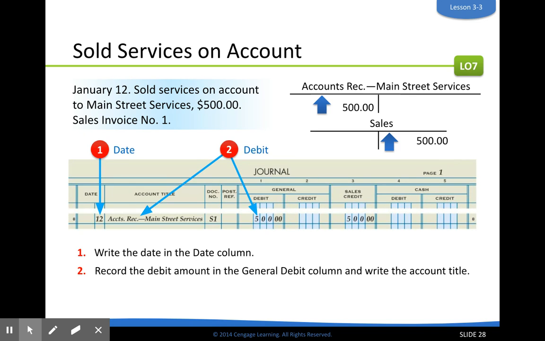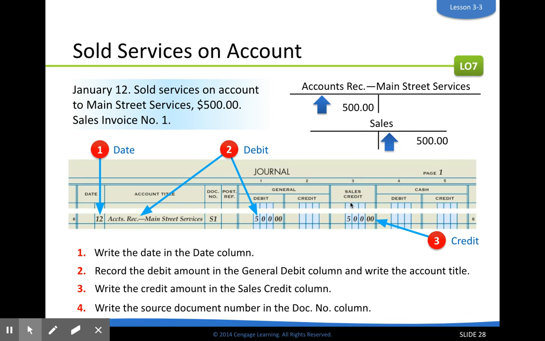So we have our date, a debit. The account title is labeling what's in our general column. So accounts receivable, a debit of 500. Then we have our credit to sales for 500. The only thing we could do to sales is credit, so we only have the sales credit column. And then finally, our source document for this transaction is a sales invoice. Remember that sales increases owner's equity. We learned in chapter 1, we put everything into owner's equity. Now we have a special account just for sales that increases owner's equity.